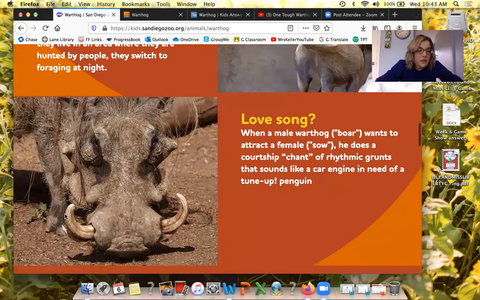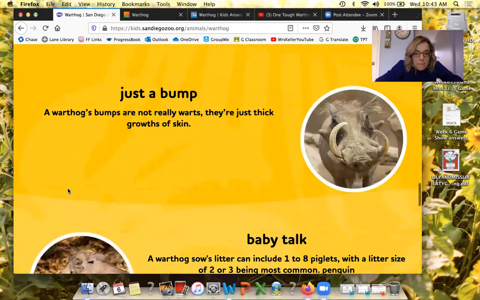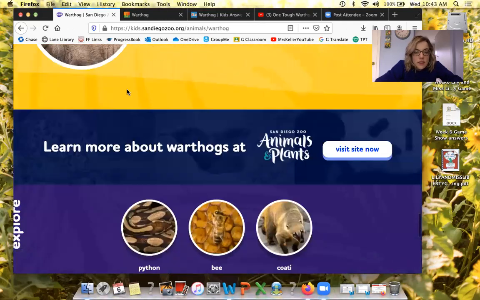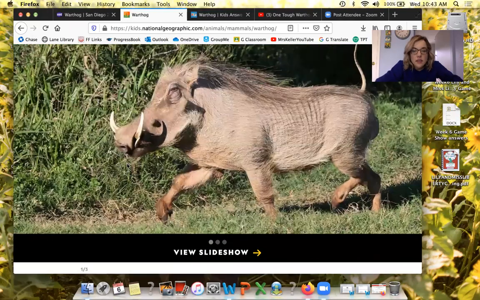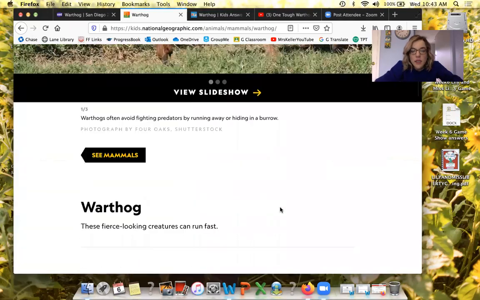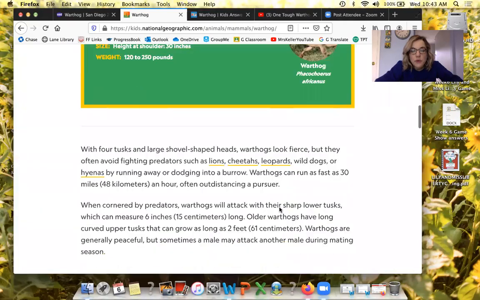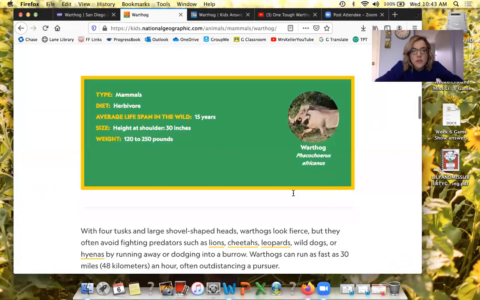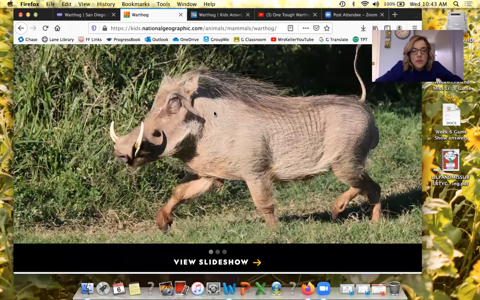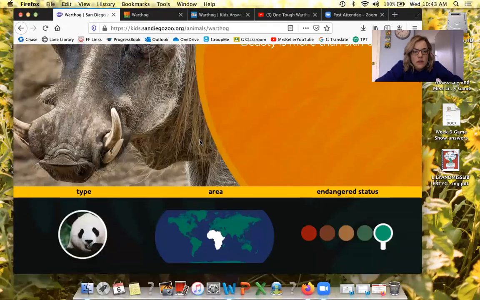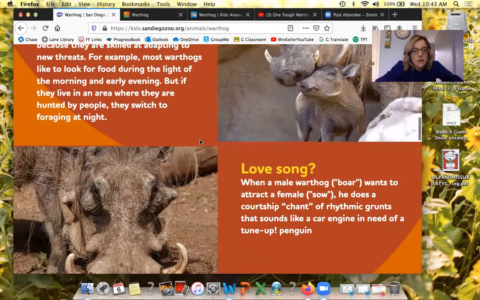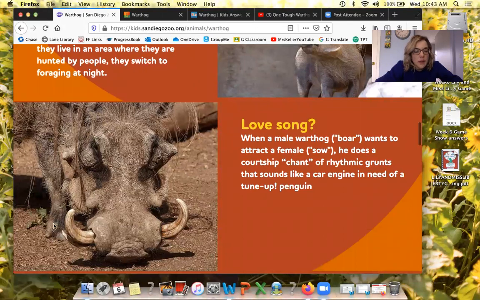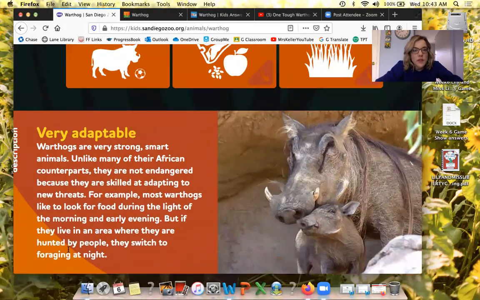Let's see what kind of feet a warthog has. It's hard to see on this page, so I'm going to use another resource that Mrs. Keller provided for you, National Geographic Kids. I can see the feet a lot better there. It looks like they have hooves. That's what it looks like to me. So kind of like pig's feet. Not quite hooves, but you know, they've got those thick nails.